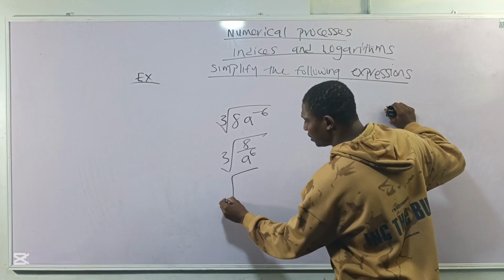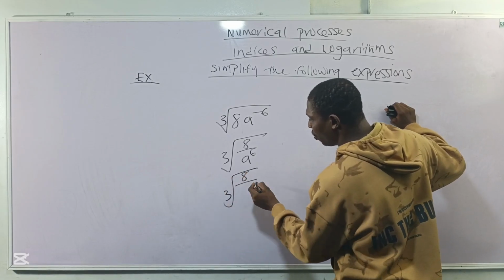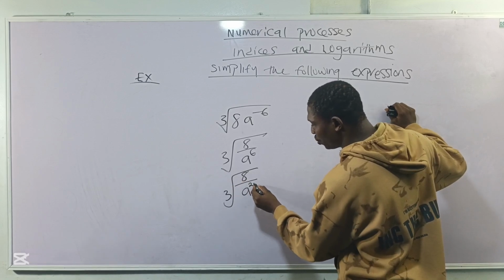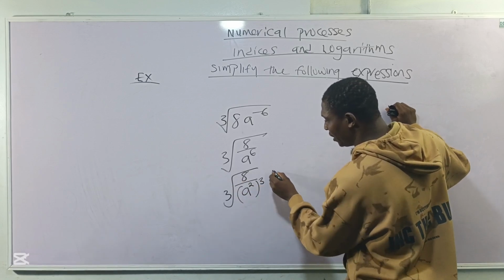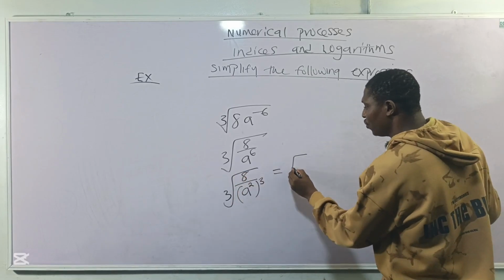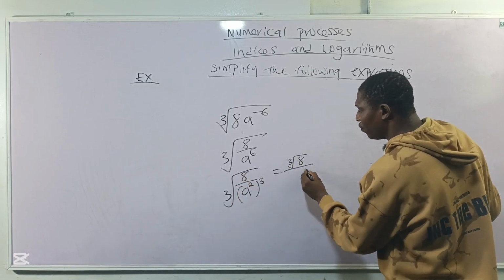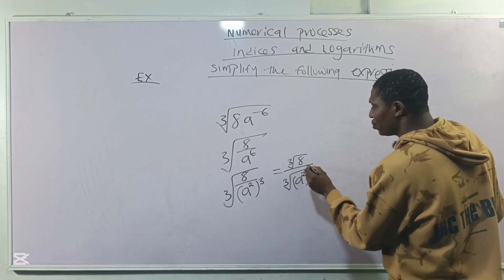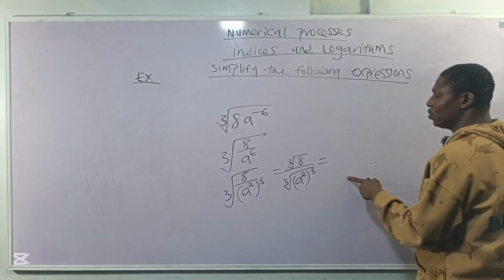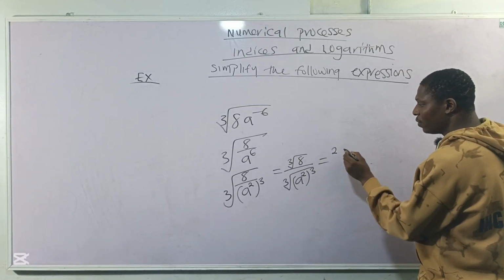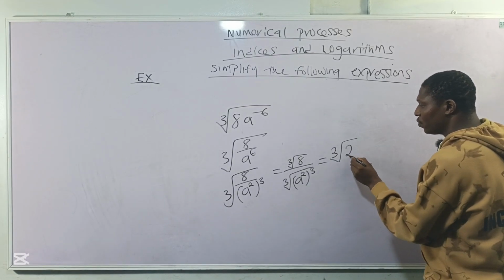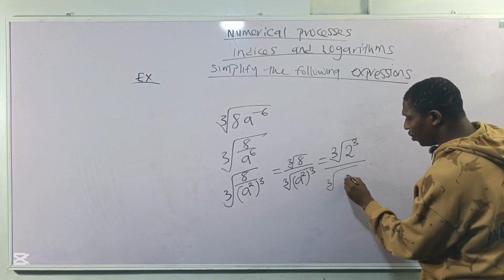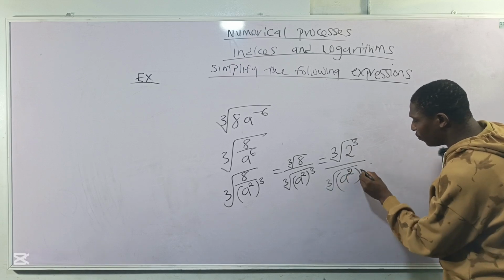Now, this can be written as the same third root of 8 all over a raised to power 6, which can be written as a raised to power 2 close bracket raised to power 3. And I can decide to split this to give me the third root of 8 all over the third root of a square raised to power 3. So the third root of 8 here is 2, because it can be written as 2 raised to power 3 all over this, already in its simplified form, which is 3 here.